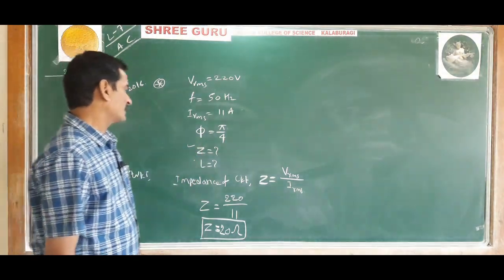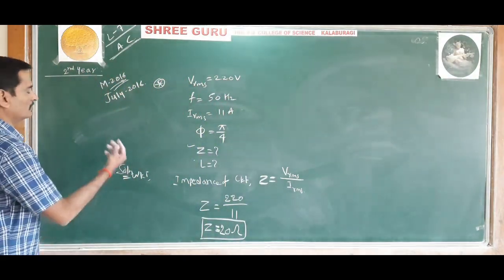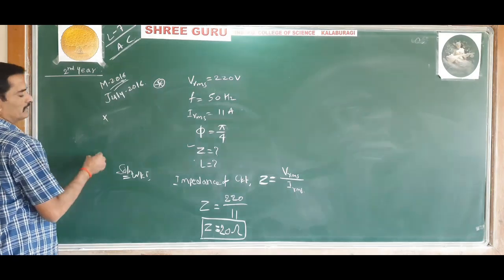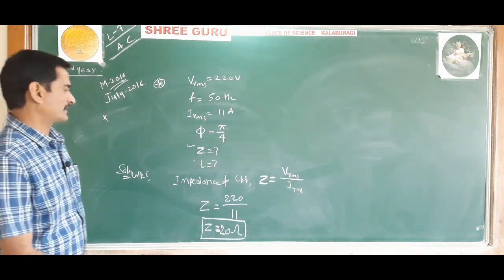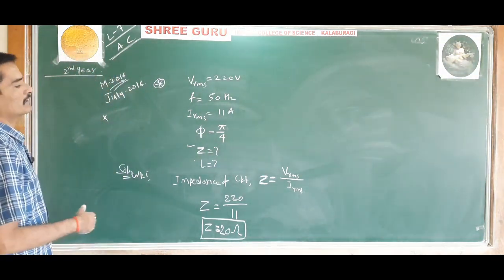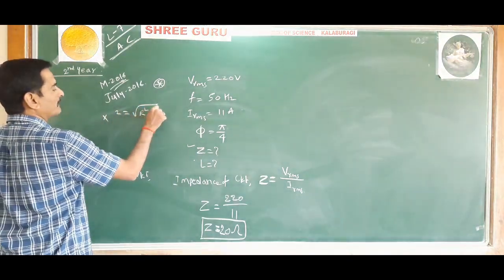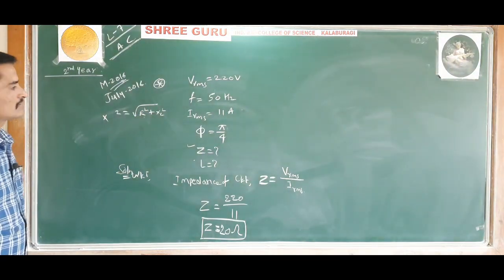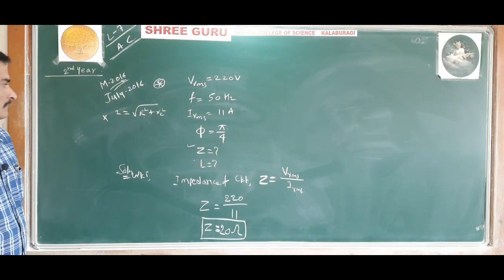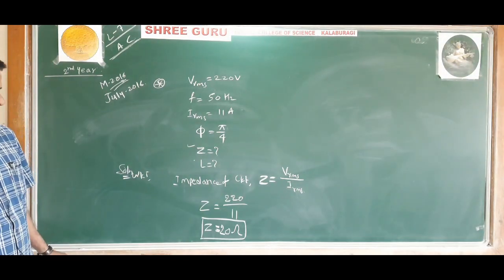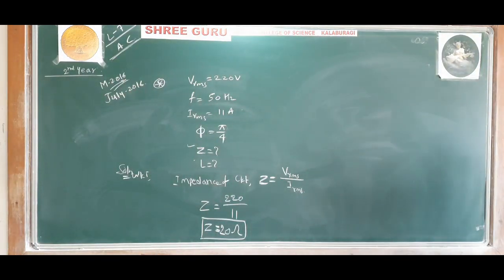And further, if you want to calculate L, then see what different formulas you have. Z is equal to under root of R square plus XL square. If you take like that, then XL square you have to, that is Z square. Z is equal to under root of R square plus XL square. R is not given, so resistance is also unknown. So you have to give a different approach to solve this numerical.